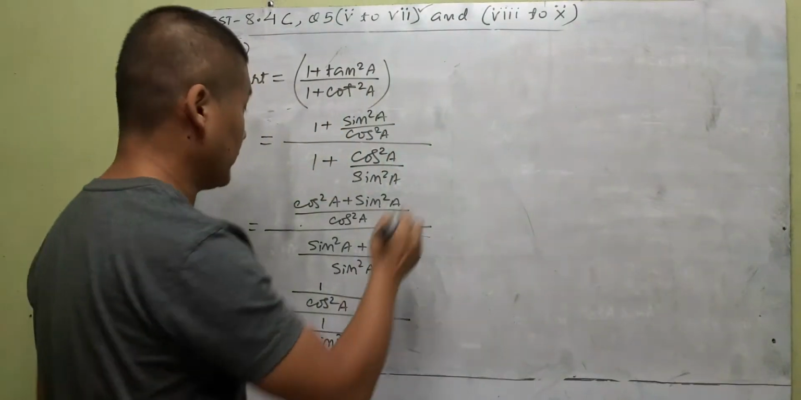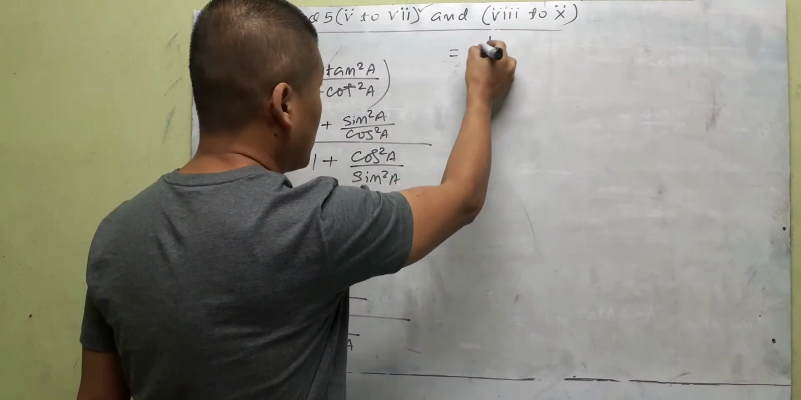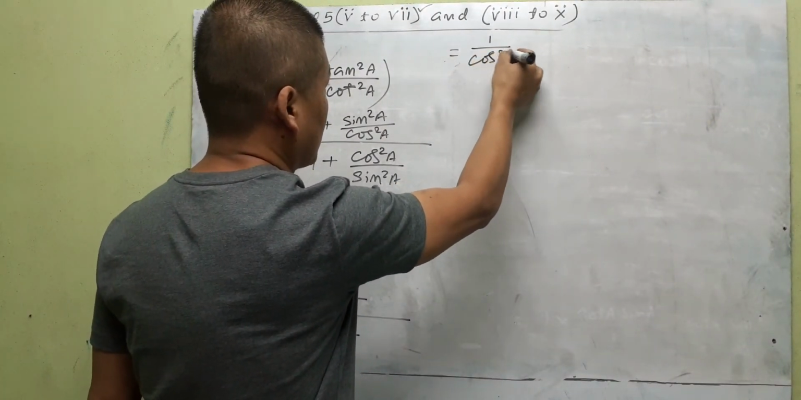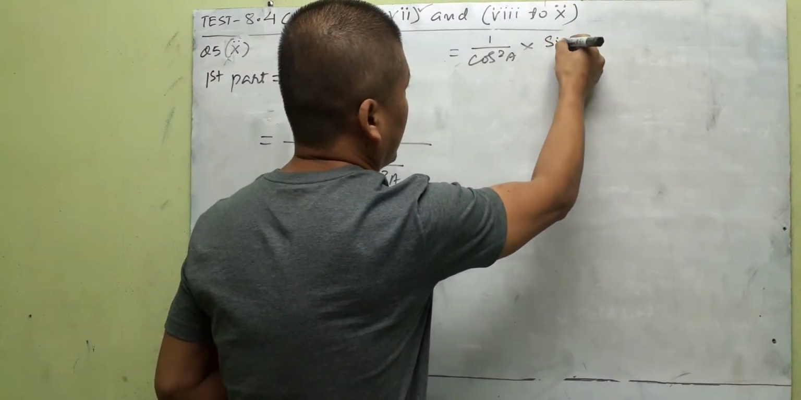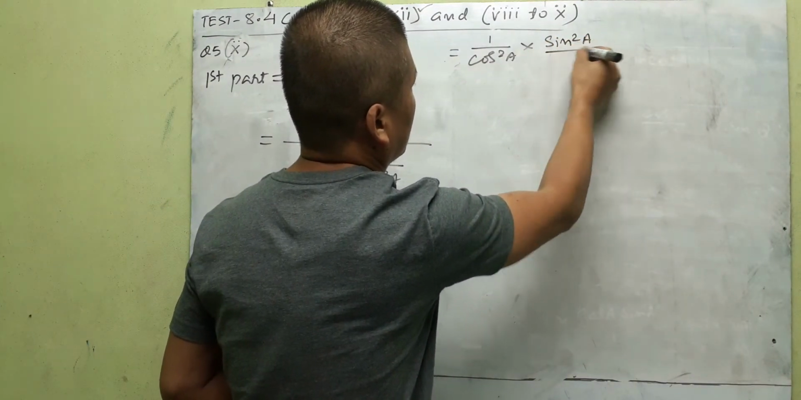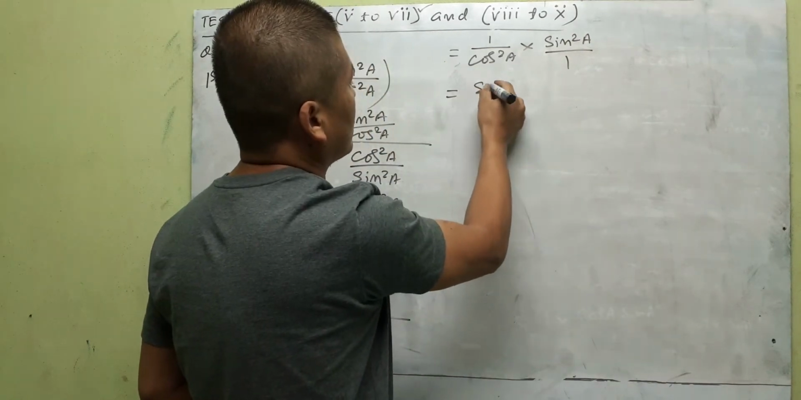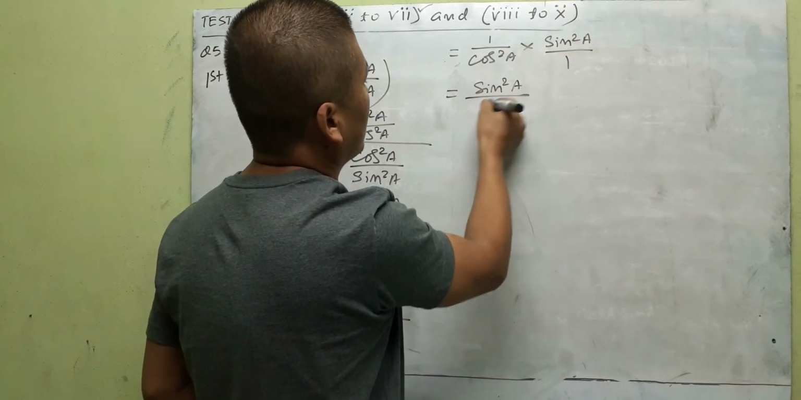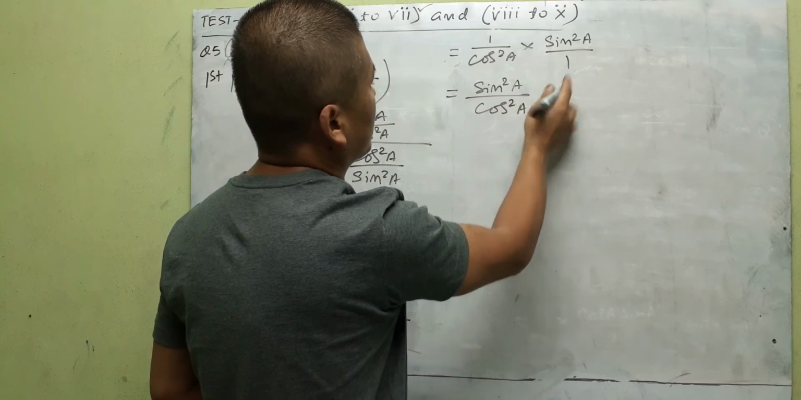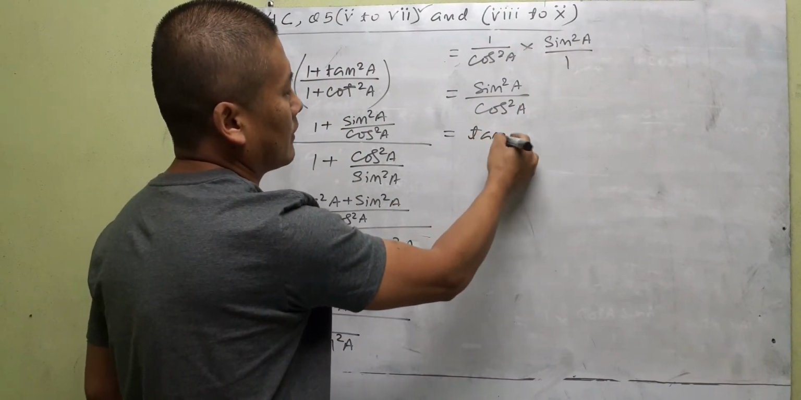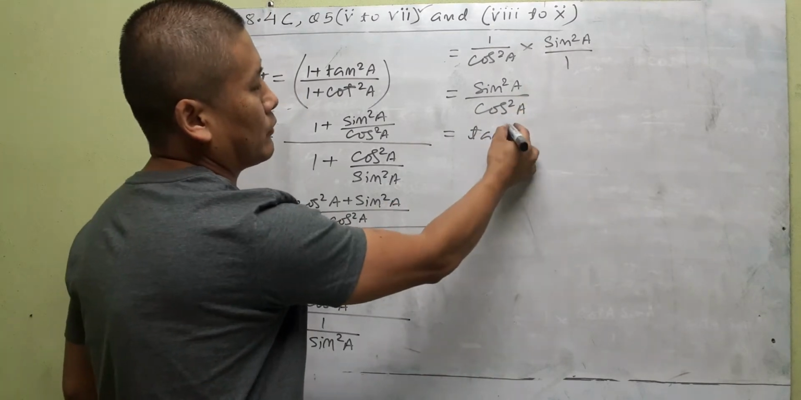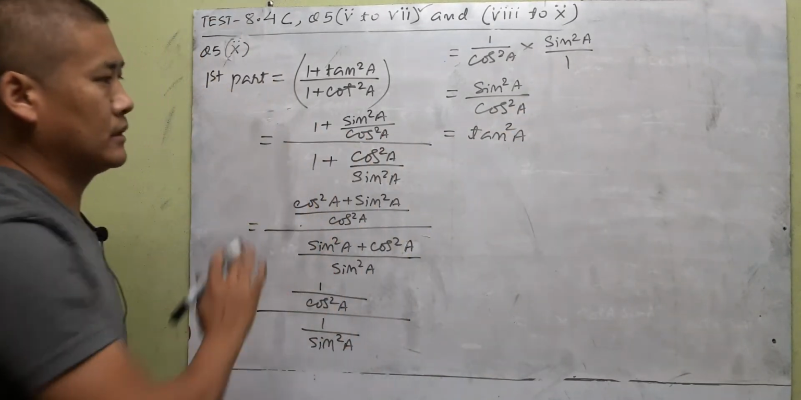Here, that will be equal to simply 1 by cos square A into, then this sine square A will go up and the numerator 1 will come down. So that is sine square A by cos square A, because 1 can be neglected. So sine A by cos A is tan A. So sine square A by cos square A will be tan square A. So this is the first part answer.